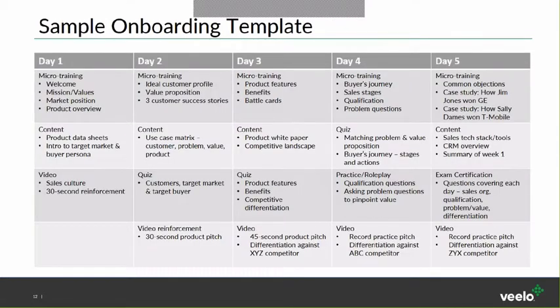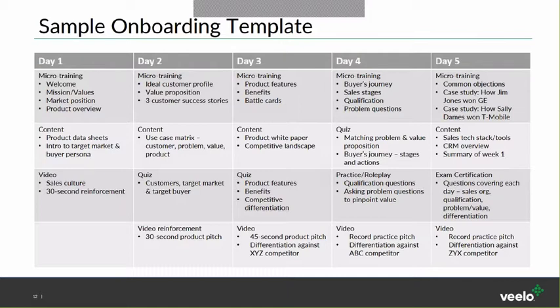I'm not going to spend a lot of time on the webinar on this, but we did want to highlight this. We created a little sample onboarding template, and this would be something that we would assign a new rep in addition to, say, face-to-face boot camp type training.